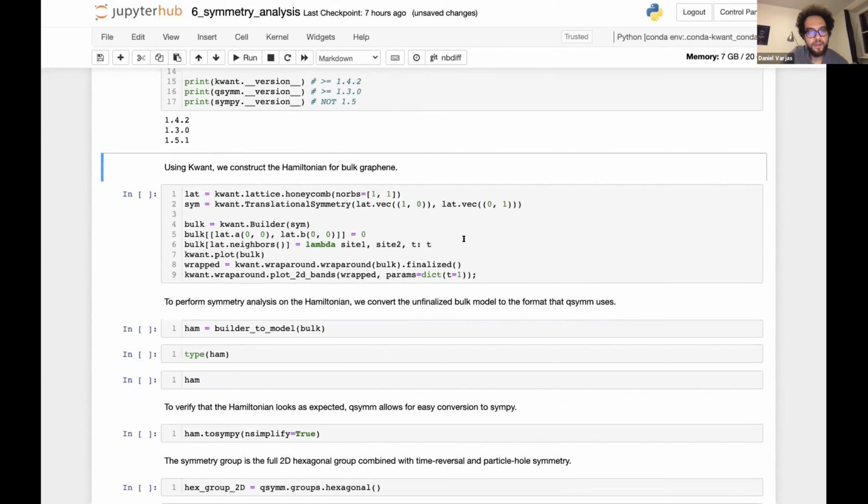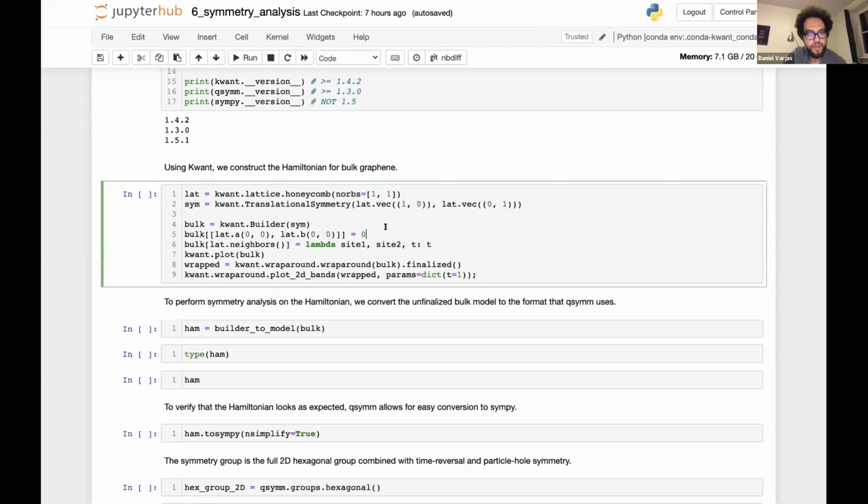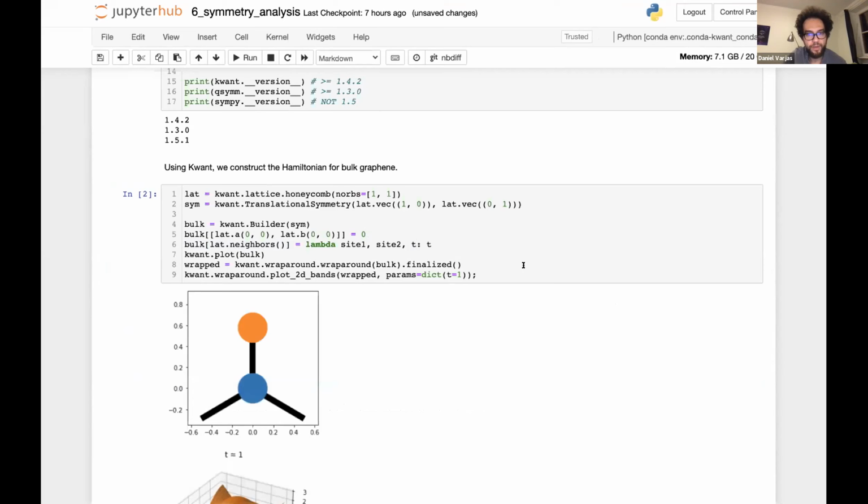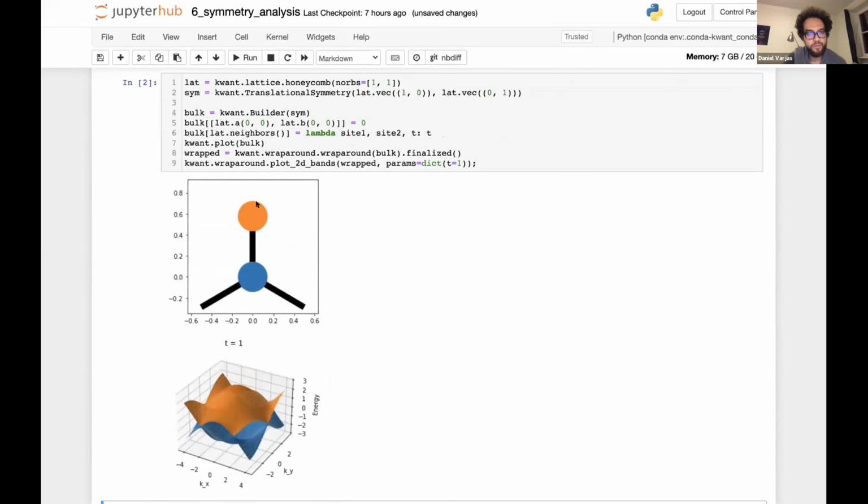Okay, so we make a very simple model of graphene on the honeycomb lattice. So we define a honeycomb lattice with the appropriate translation symmetries, make a Quant builder out of this, add an on-site term, which is 0. So we have 0 on-site energy. And for the neighbors, we include a hopping, which will contain this free parameter t for the hopping strength. And then we plot the band structure, setting the hopping t equals 1.